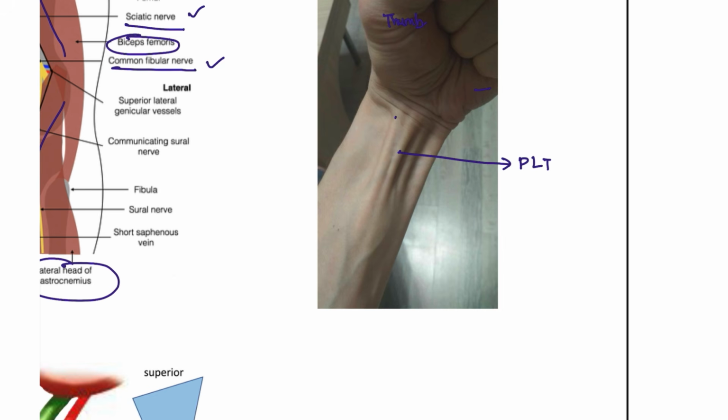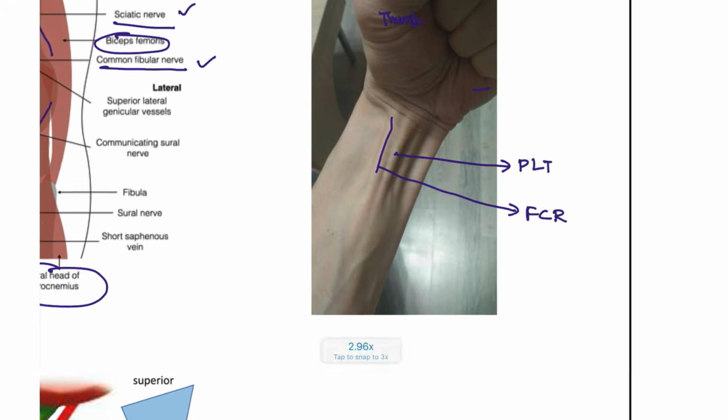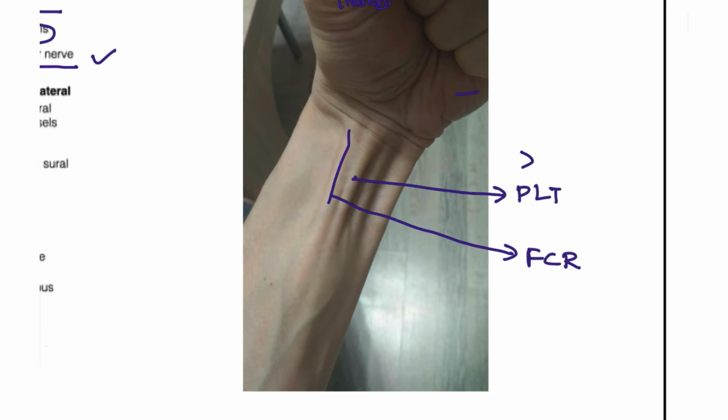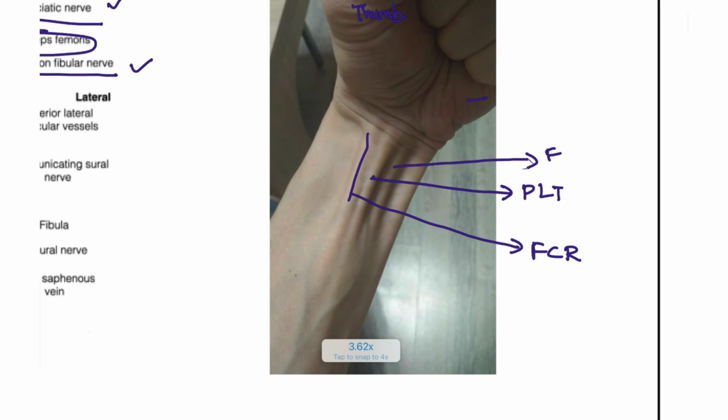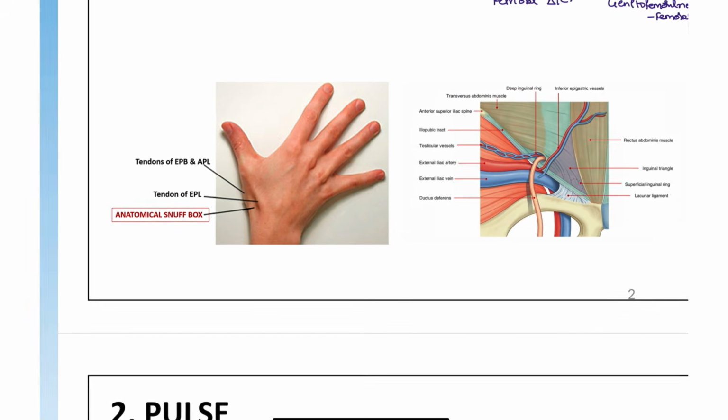Next, this one is known as the flexor carpi radialis. Just beside this one, sometimes not even visible, is the flexor carpi ulnaris. So this is the ulnar side, and this is the radial side. So flexor carpi radialis, flexor carpi ulnaris, and in between, the thick one, is the palmaris longus.